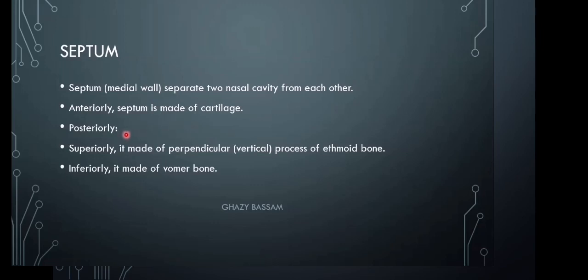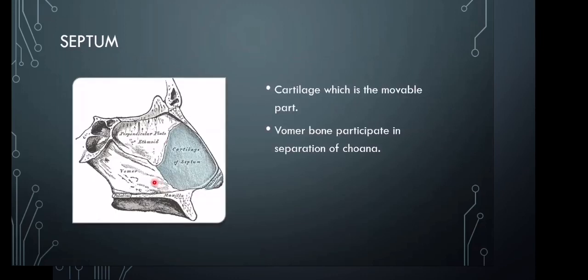Posteriorly, we can find that the septum is superiorly made of the perpendicular or vertical plate of the ethmoidal bone, and inferiorly it is made of the vomer bone. As you can appreciate in this figure, anteriorly it is made up of cartilage, which is a movable part, posteriorly and superiorly the perpendicular plate of ethmoid, and inferiorly we can see the vomer bone. As you can appreciate also, the vomer bone participates in separating the two choanae from each other.